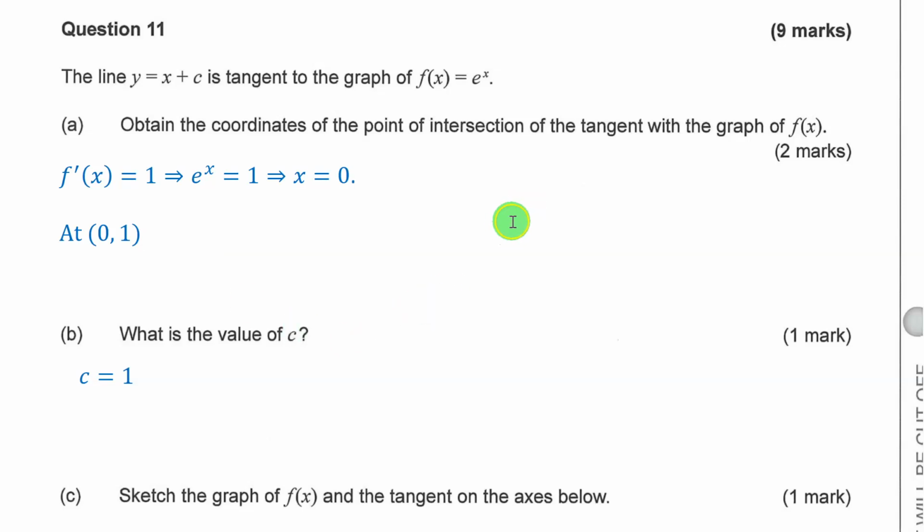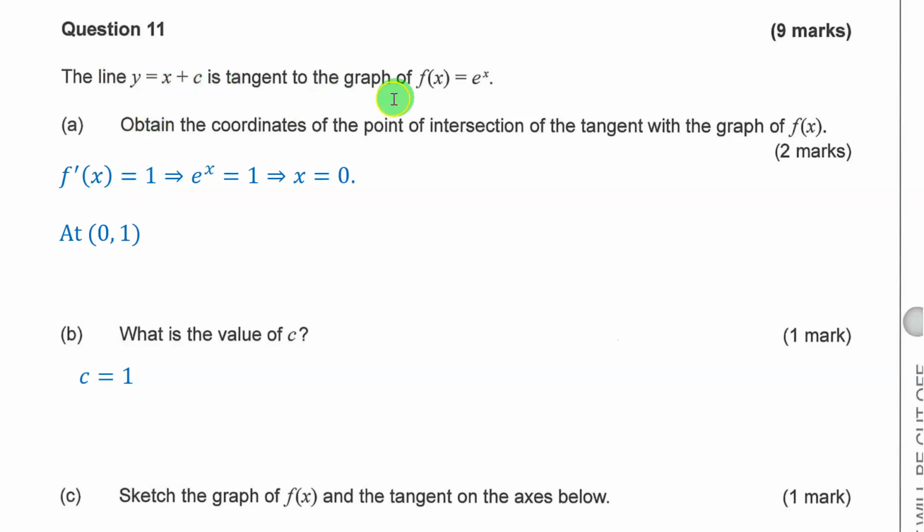So, question 11. We are told the line y = x + c is tangent to the graph of f(x) = e^x, and we have to obtain the coordinates of the point of intersection, in other words, the point of tangency of this line to this graph. So that means that we need the derivative of f to equal 1 because the gradient of this straight line is 1.